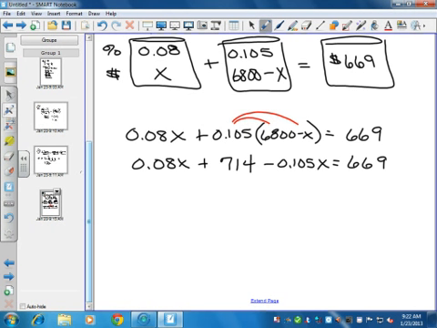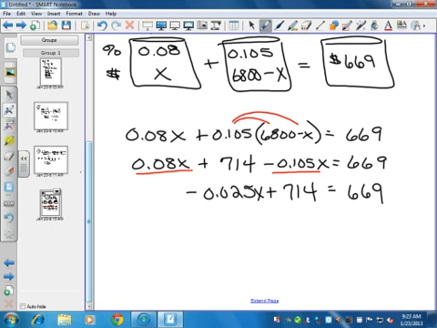Now we need to add like terms. So we can add together the 0.08 and the negative 0.105. Okay, so all we did was combine like terms. So 8% minus 10% would be approximately negative 2%. So make sure that the answers kind of make sense when you're going through there. So the X team is already combined.